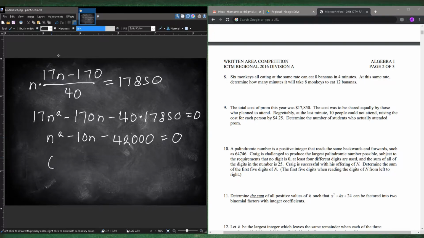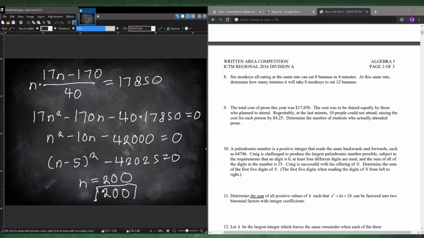So let's just complete the square: n minus 5 squared. That's plus 25, so 42,000 plus 25. So it's n minus 5 squared minus 42,025 equal to 0. So take the square root of that number, and then plus 5, is 200. So n is 200. Okay. So to determine the number of people who actually attended the prom, the number was 200.